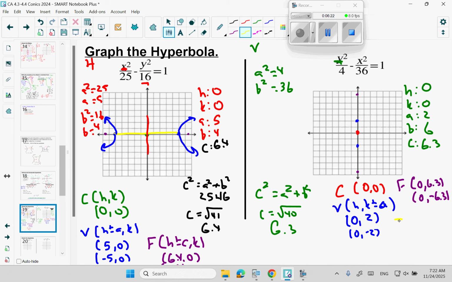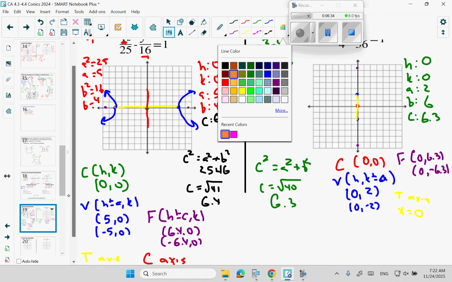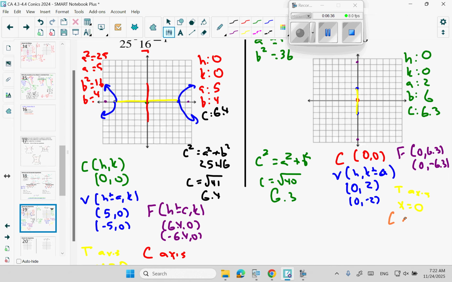We get our transverse axis, which is going to be x equals 0. We get our conjugate axis, which is y equals 0. And then we can open up our parabolas towards the focus, away from the conjugate axis. Something like that.